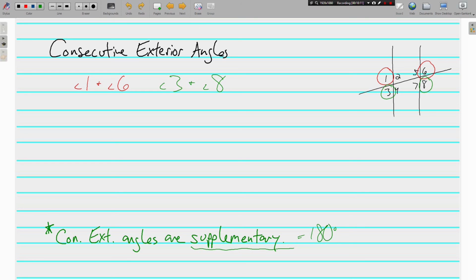So if I told you that angle 3 was 70 degrees, then you know angle 8 has to be 110 so that they equal 180. If angle 1 is, oops, that won't work. If angle 1 is 110 degrees, then it means angle 6 is 70 degrees. All right, those are our angle relationships that are formed when a transversal intersects parallel lines.